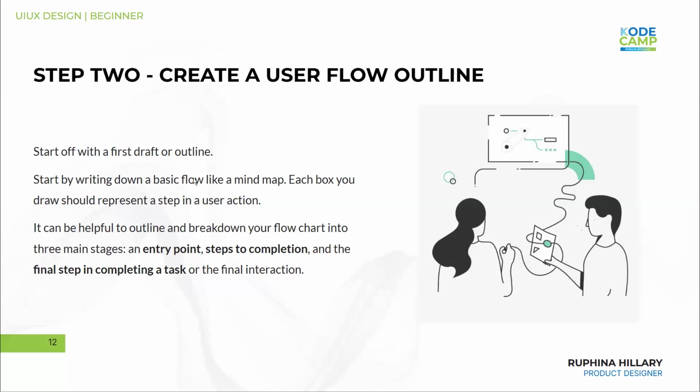After the entry point, we have the steps to completion. Now, you're entering an application, you have something you'd want to do. So that's the action we're looking at here, the steps to completion. For whatever action you want to take, for whatever task you want to embark on, there's a start and there's an end. So when we are outlining the three parts of the user flow at this point, we have the entry point, the steps to completion, and the final step or the final interaction.